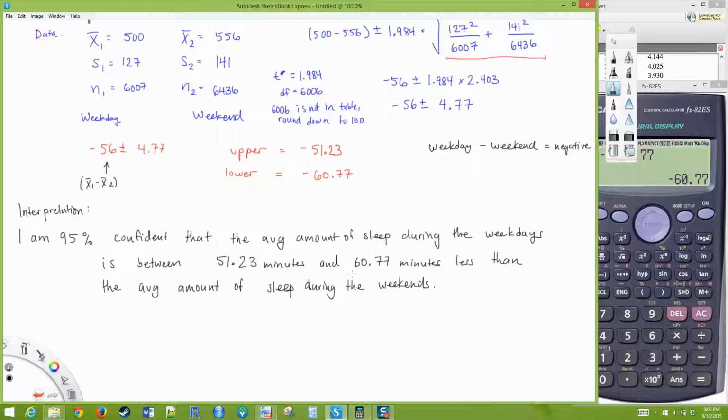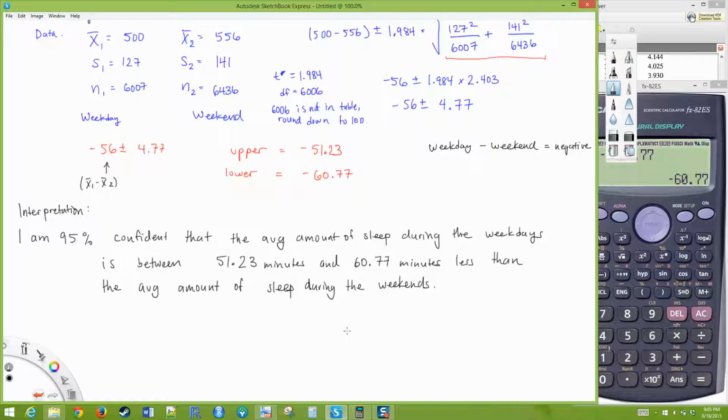Yes, that's what I'm trying to say, is that the weekday we called x1, right? The sample 1. And then the weekend was group 2. All right. So do we have evidence that, on average, people sleep more on the weekend than on the weekday?